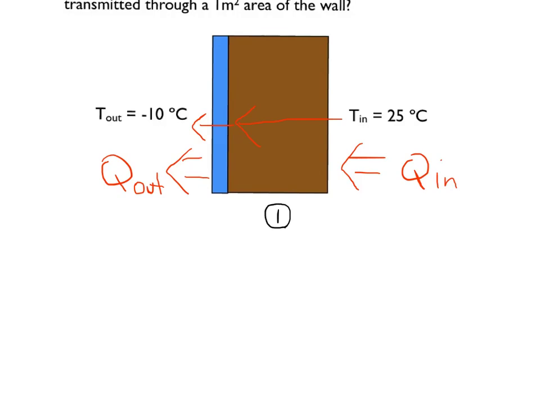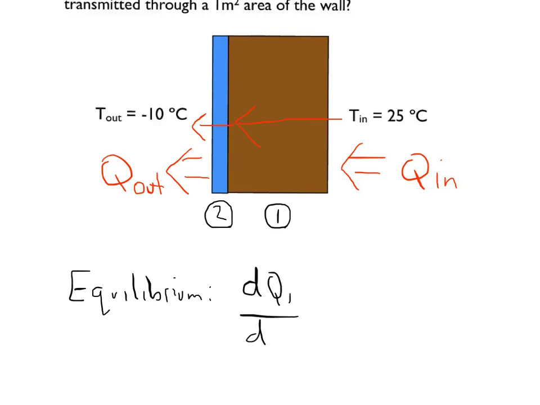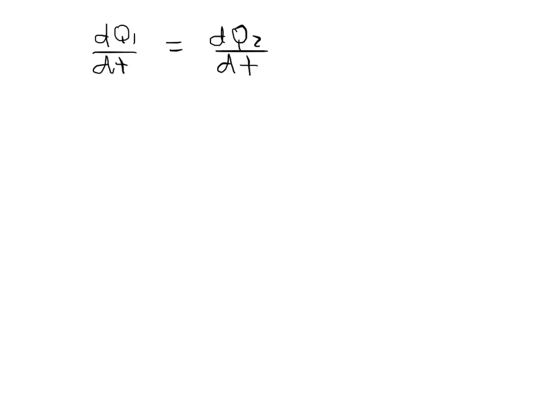And so in equilibrium, if we call this substance 1 and this substance 2, we can say that in equilibrium dQ1/dt, which is to say the rate at which heat flows through time with substance 1, in this case wood, is just going to be equal to dQ2/dt, the rate with which heat flows through substance 2. And now that we know that, we can solve this problem. So the first thing we have to do is think about this expression. So we know that dQ1/dt is equal to dQ2/dt.